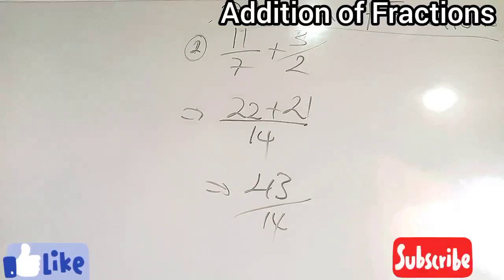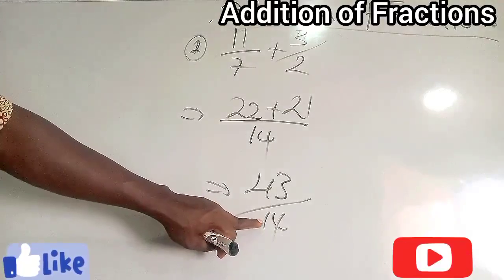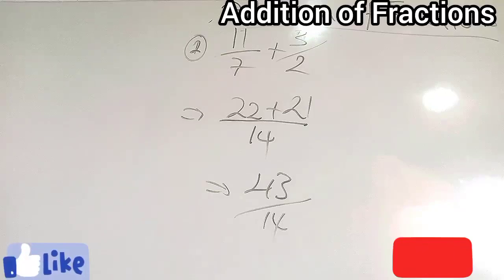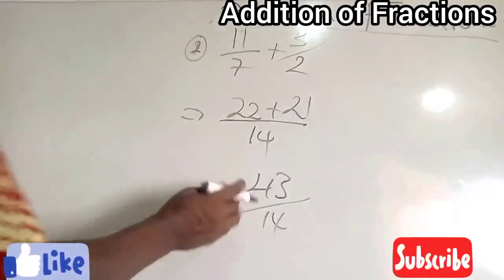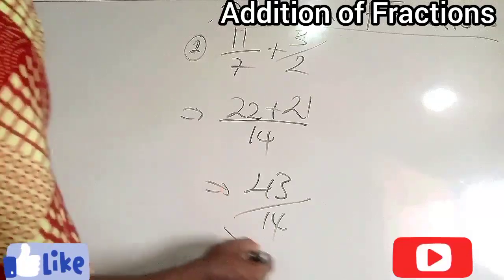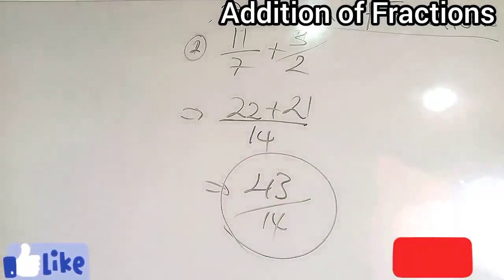Okay, you have 43 over 14. Is there any number that can go into 14 without a remainder and the same number going into 43 without a remainder? Since there is no number that can divide this one without a remainder and the same number dividing this without a remainder, you leave your answer as this.